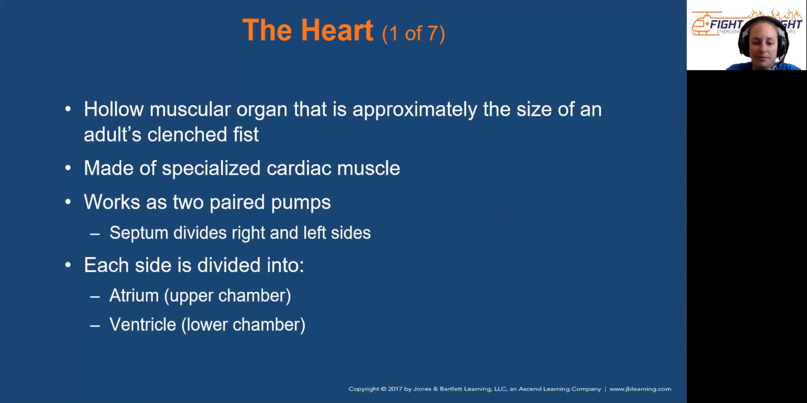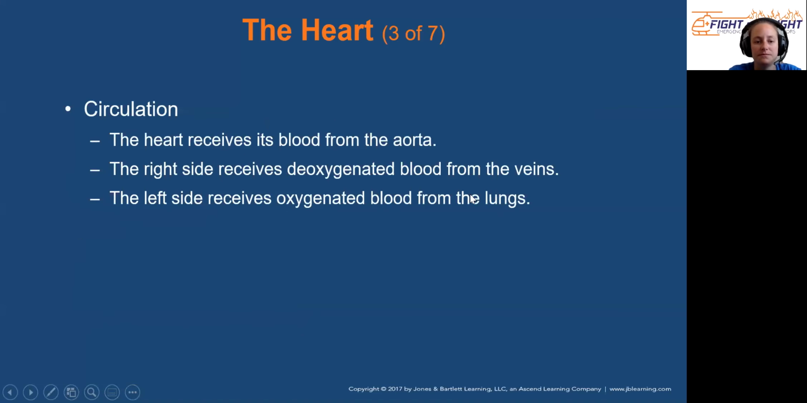It's two paired pumps so that the blood can pump out to the body or over to the lungs, depending on which side of the heart is pumping. The atria are the upper chambers. The ventricles are the lower chambers.